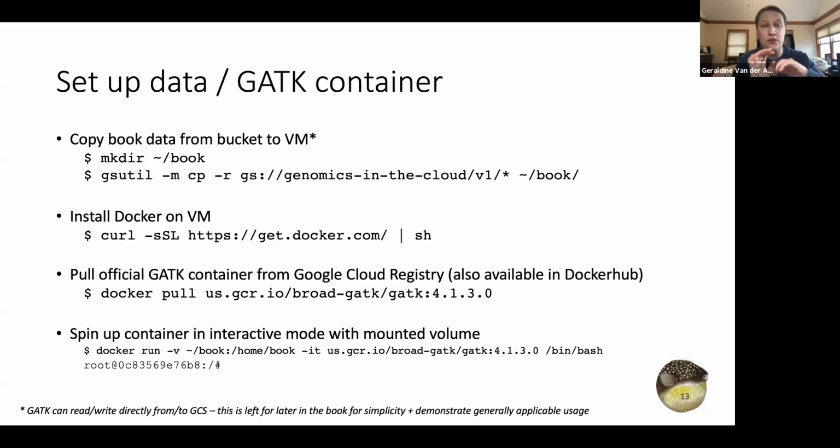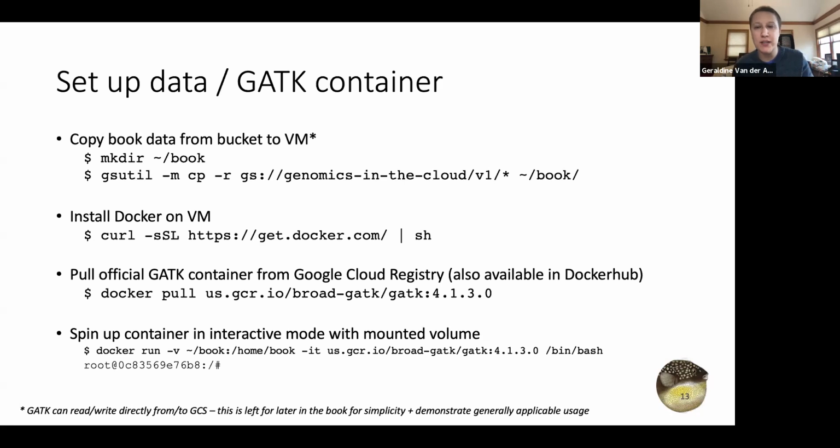All right, so once you're in your virtual machine, we're going to have you copy the example data that we provide with the book, which is in a public bucket. We have you copy it over so that you can work with it. We also have you install Docker, the Docker software itself, on the virtual machine because it's not pre-installed on the boot disk that we selected. You're going to pull the GATK container. Here we're pulling it from the Google Cloud Registry.